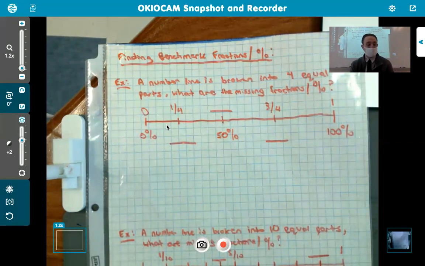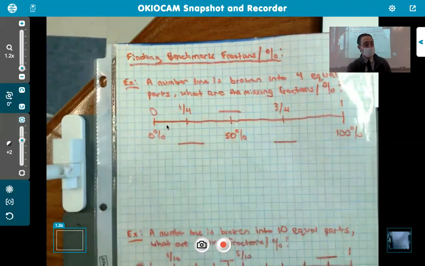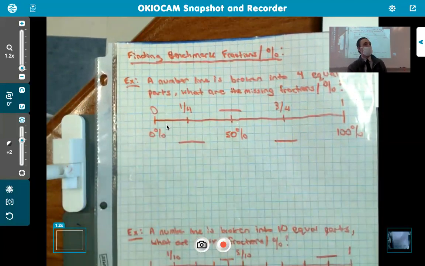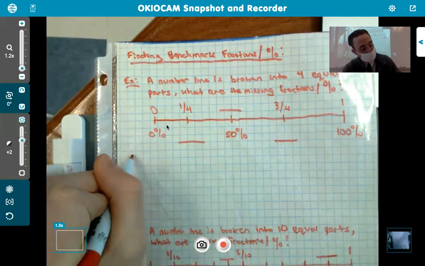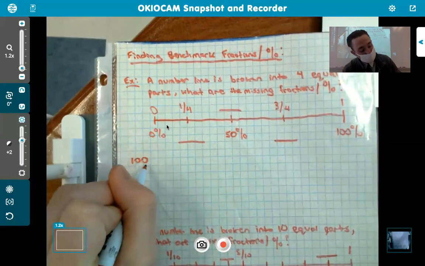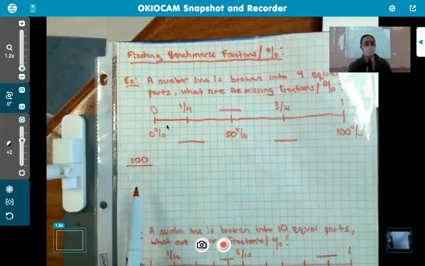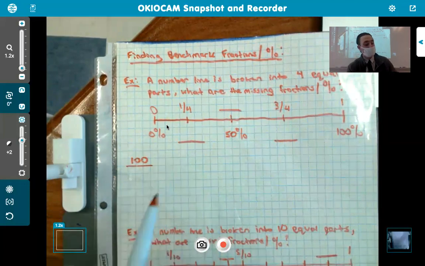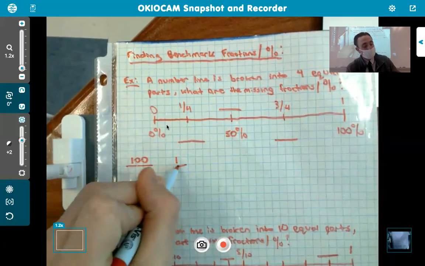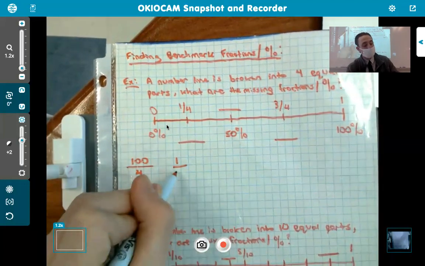There's a couple, like I said, there's a couple ways that we can go about this. First, we can find what each individual segment is going to be, all right? So notice that my number line, it goes from 0 to 1 in my fractions, as it always will, and it'll go from 0% to 100% in percentages, all right? Well, if it's broken into 4 equal parts, what I can do is take my 100% or take my 1 and divide it by 4.